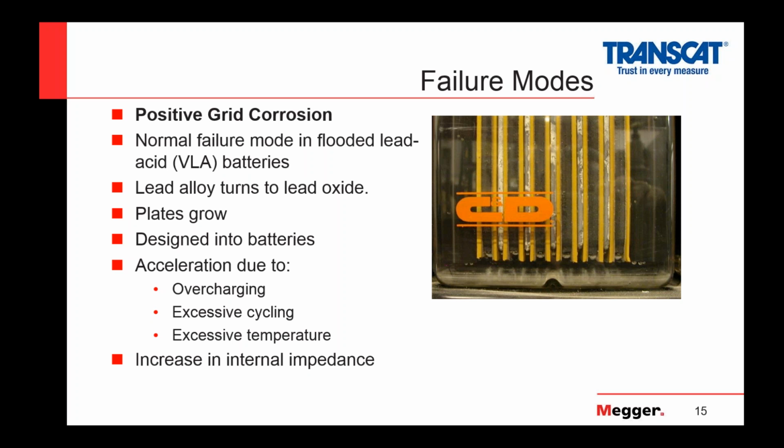The way I like to visualize this is if you think of two plates of metal that are touching, they have very low impedance. As you start pulling them away, what happens to the impedance? It will slowly go up. The same thing basically happens in batteries. As the lead alloy turns into a lead oxide, you're losing active surface area. So the internal impedance of the battery is going to go up.